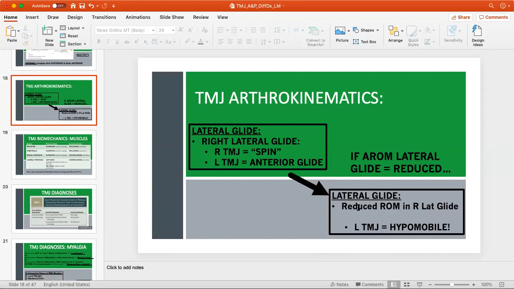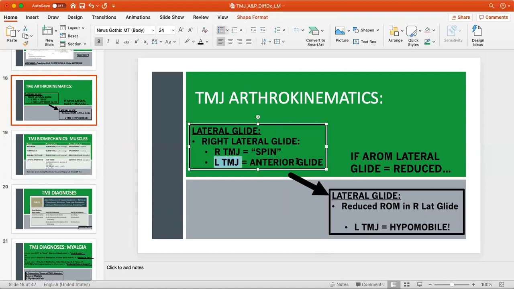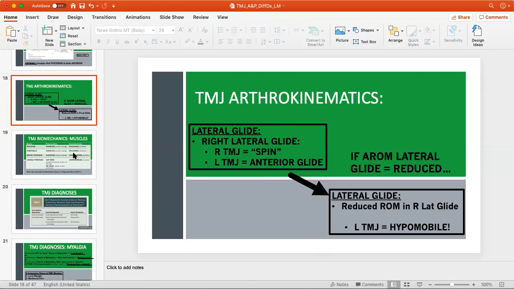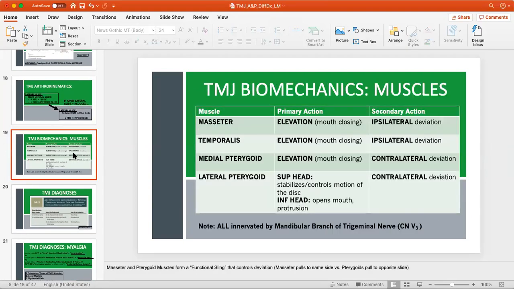If you have less than 10 millimeters in that right lateral glide, which joint is dysfunctional? Well, it's going to be the left joint, because that should be the joint where the glide happens. So hopefully that makes sense. Left TMJ, hypomobile. So these are here for your reference. You can puzzle through that. I know it takes a little bit of thinking.